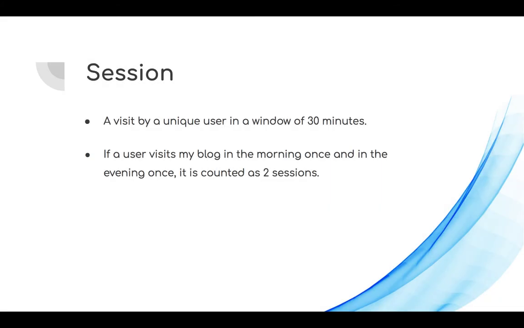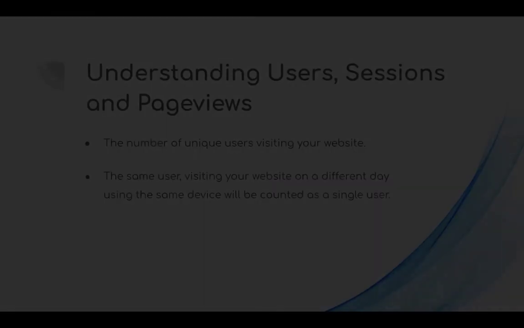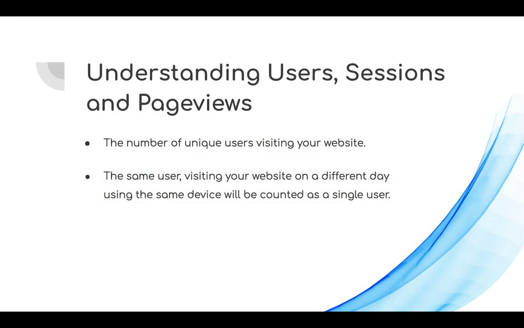The next one is session. A session is basically defined by a visit by a unique user in a window of 30 minutes. If a visitor comes to your website and spends 1 hour on your website, then it is counted as 2 sessions. So if a user visits my blog once in the morning and once in the evening, then it is also counted as 2 sessions. So the next one is users. Users are basically the number of unique users visiting your website. The same user visiting your website on a different day using the same device will be counted as a single user.